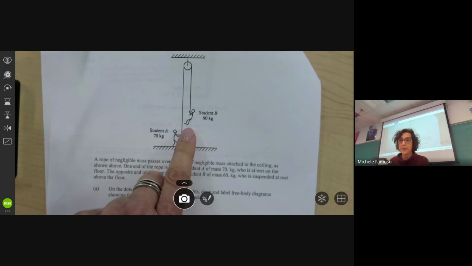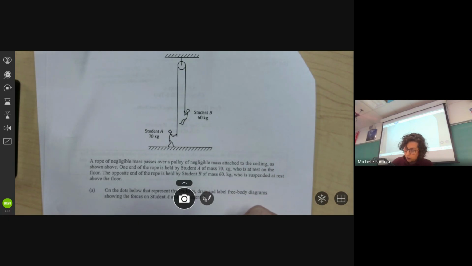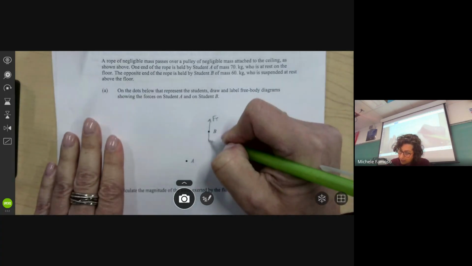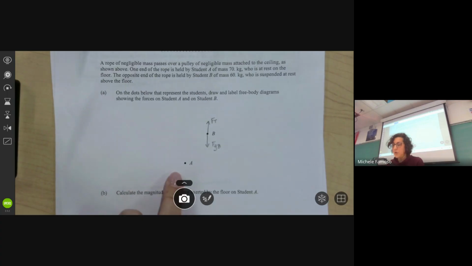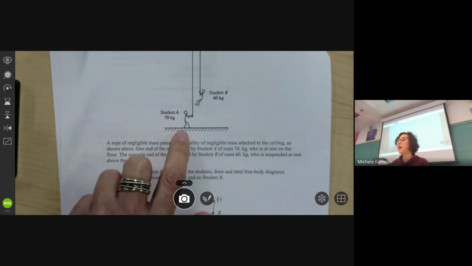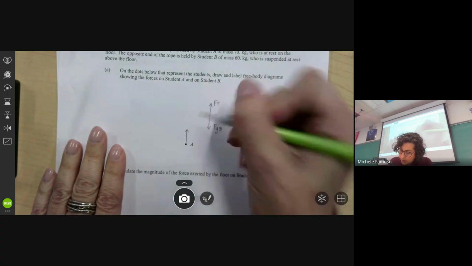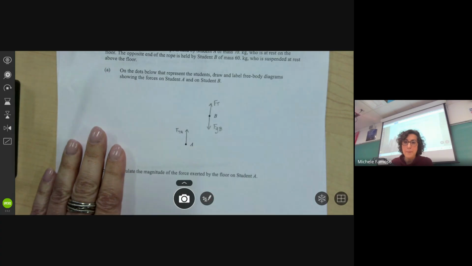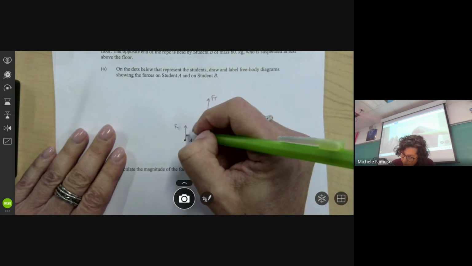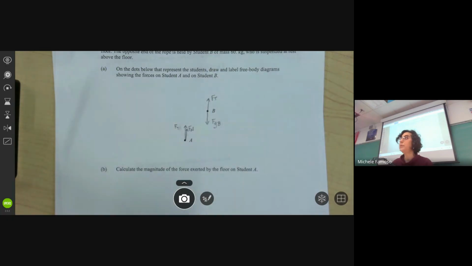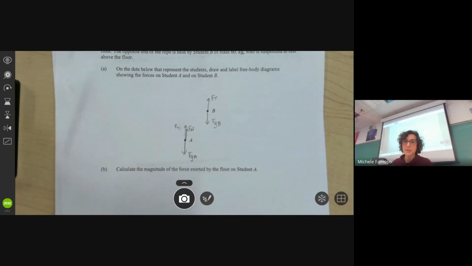Let's start with student B. The forces acting on student B are a tension force pulling the student up and their weight pulling them down. The forces acting on student A: student A is touching the ground and a rope, which means that the rope is going to pull student A up, and then the ground is also going to push up, normal force, and student A's weight is acting straight down.